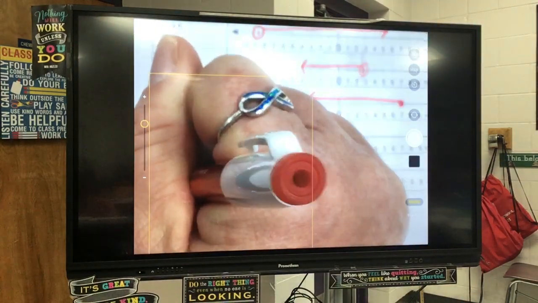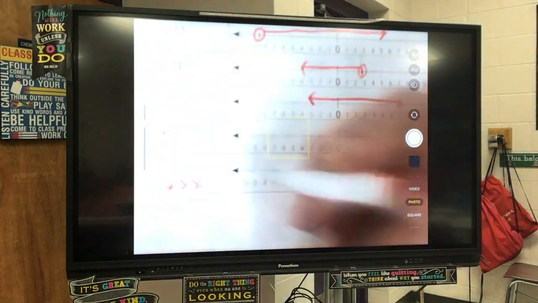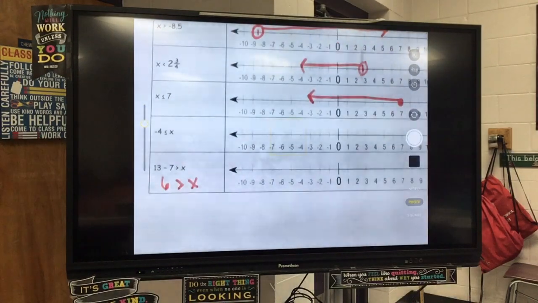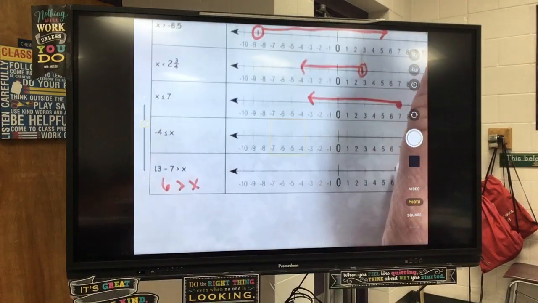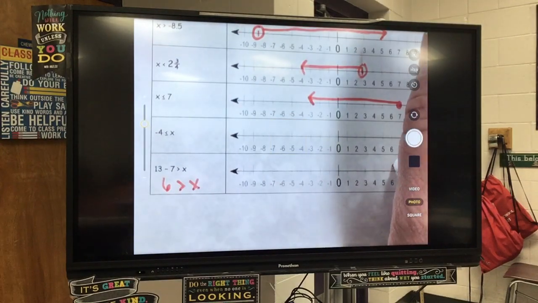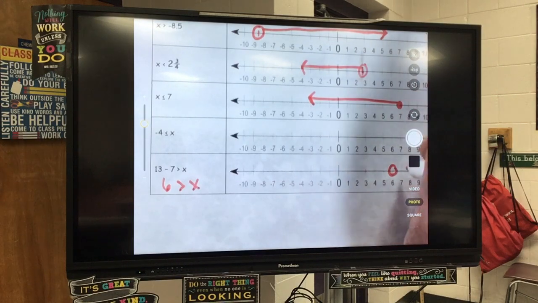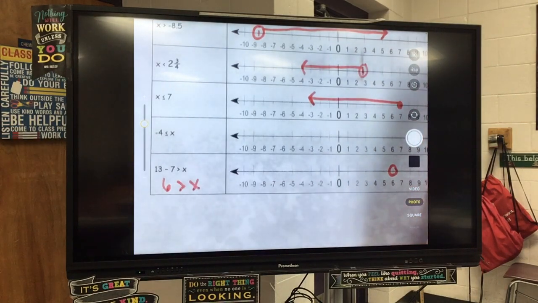All right, so 6 is greater than x. So Noah, where's my point going to be? At the 6. Okay, and open or closed? Open. All right, and then which direction? I'll put the line over the left.